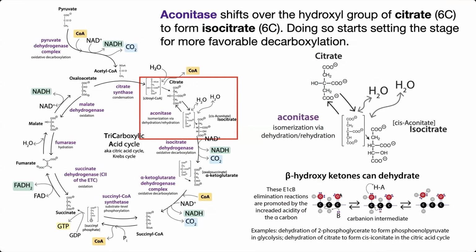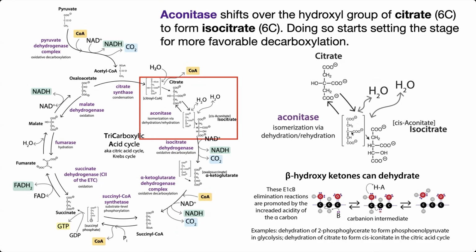Next up, aconitase. So here we're doing the isomerization. We're switching things around. So we're moving the position of this hydroxyl group from here to here with this intermediate cis-aconitate, which had this double bond. And it had this double bond because we removed water. Note that here, this is actually a dehydration reaction. This is not a dehydrogenation reaction. This is not a redox reaction.